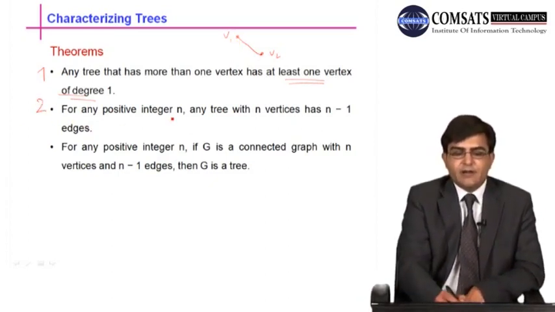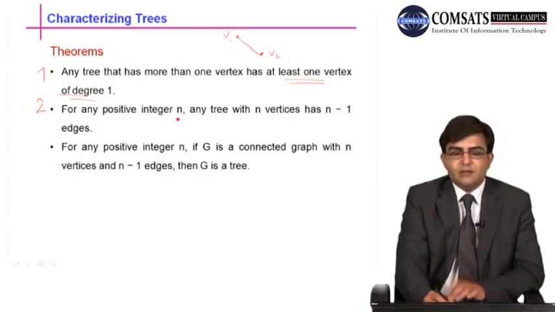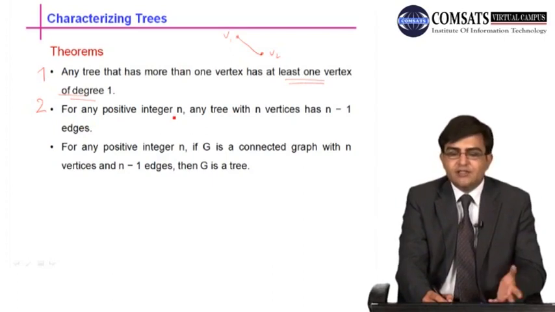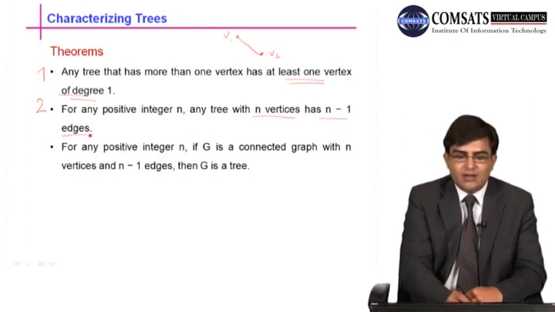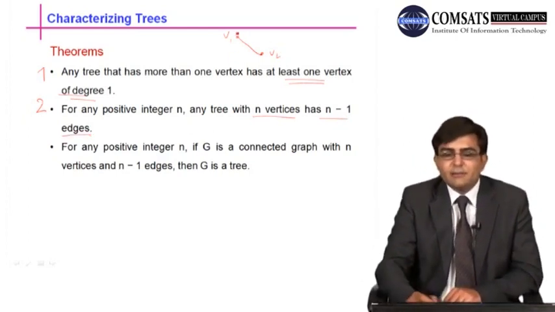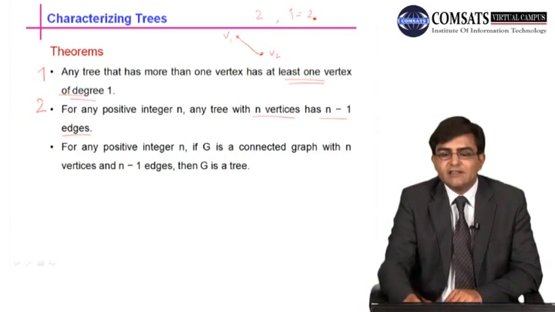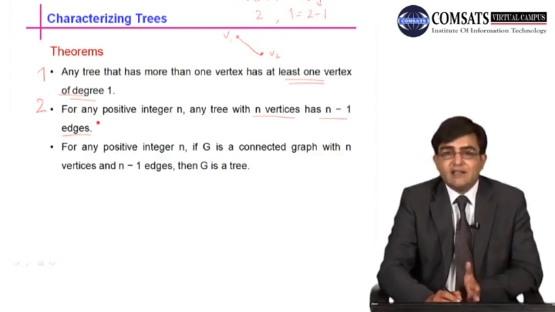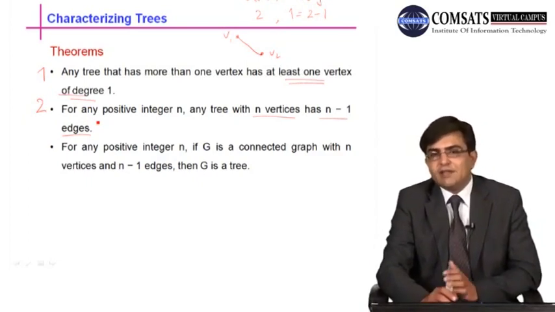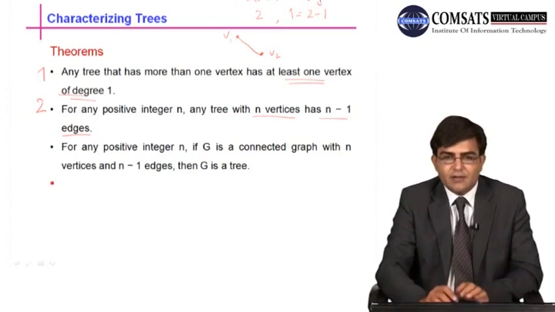The second theorem is: for any positive integer n, n could be anything, 2, 3, 5, 9, 12, 25, any tree with n vertices has n minus 1 edges. For example, this tree has 2 vertices and 1 edge, which is 2 minus 1 edges. These are edges, these are vertices. This is what they said in the second theorem: if a tree has n vertices, its edges must be n minus 1.